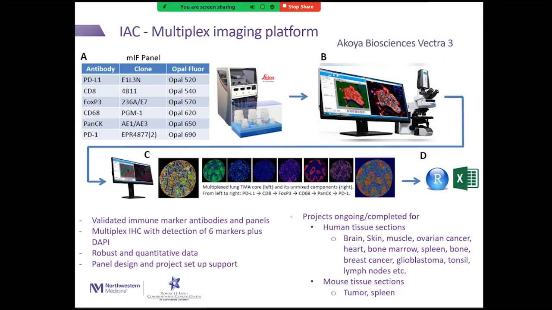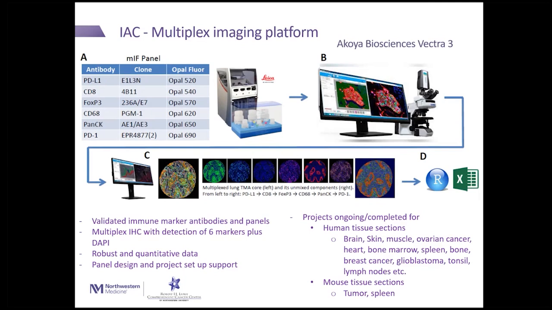So to support this kind of technology, we have a lot of validated immune markers, antibodies, and panels. And the cool thing is that it can detect 6 markers plus DAPI. So altogether, you can do 7 colors. As I said, the data that you get from it is very robust and quantitative. I'll show you examples in the further slides. We do provide panel design and project setup support. So we take it start to finish, as I told you before.